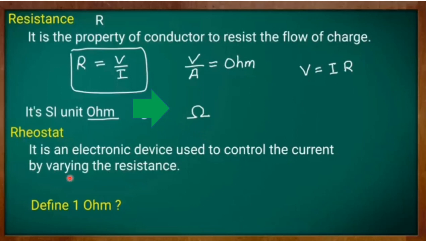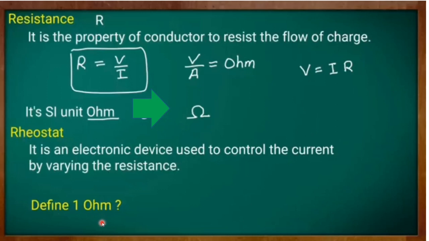Then what is a rheostat? It is an electronic device used to control the current by varying the resistance. By varying the resistance, you are going to control the amount of charge or the current passing through any electronic device, particularly the conductor. Understood? Then, how do we define ohm? So, what is this actually? 1 ohm is equal to, children?